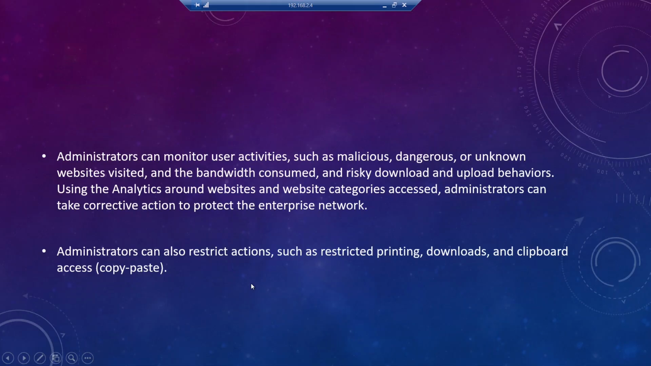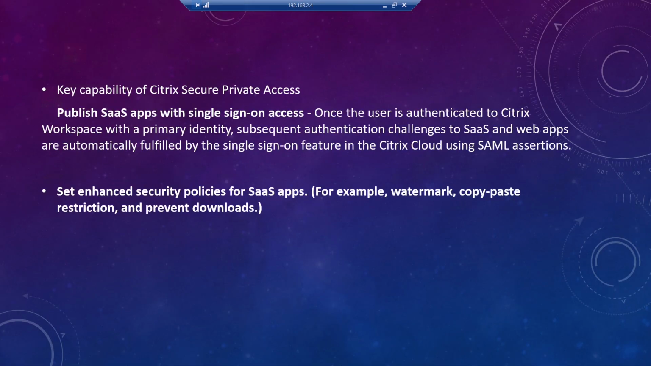We can grant access to users on whether they can copy information from the Citrix environment to the local machine or not. That is clipboard access. So if you don't want users to copy confidential information from the Citrix application to a local device, like a computer, laptop or iPad, we can restrict it through clipboard access. Okay, let's go to the next point.